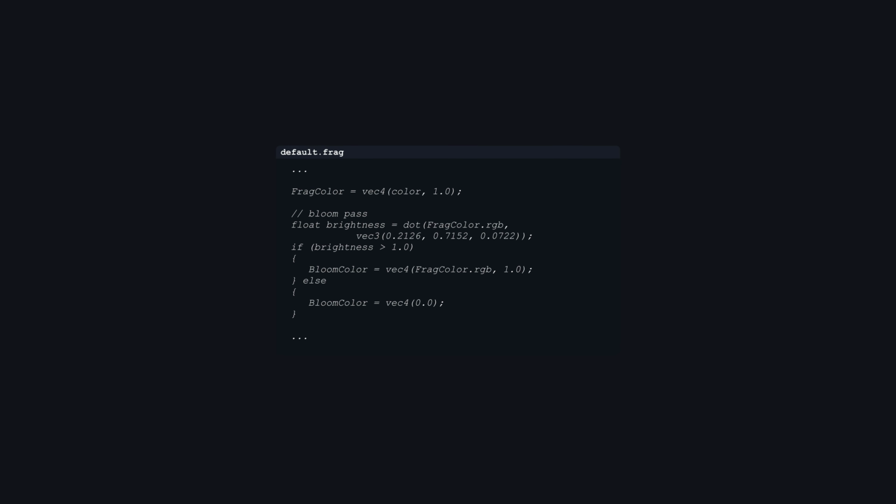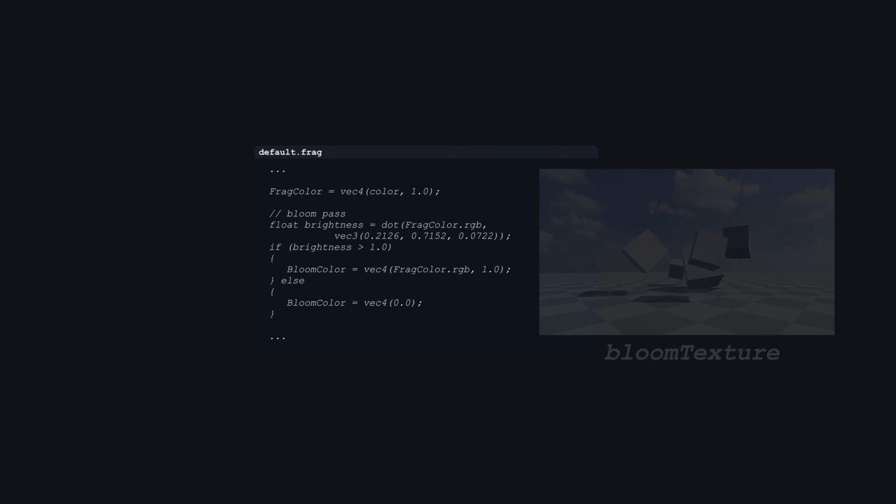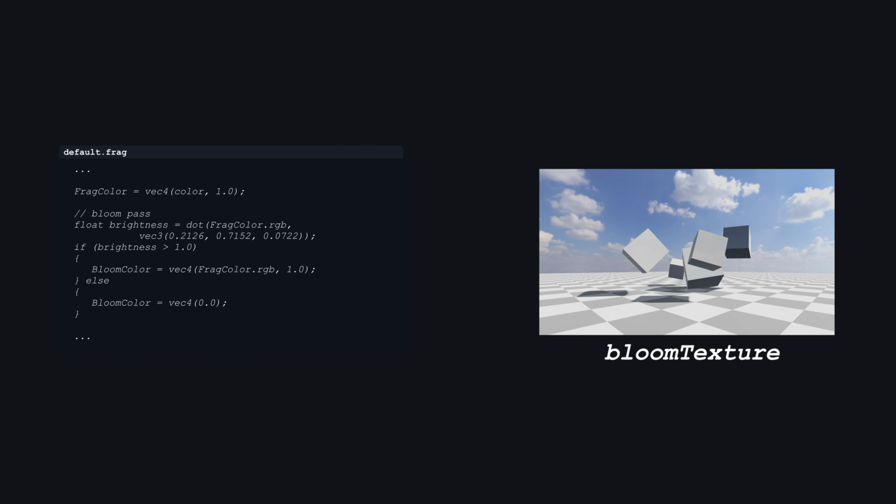When setting the value of frag color, we can then take that final color and run a quick check to see if it's beyond a certain threshold. If so, we output that value to the new out bloom variable. If we check our bloom texture, we should see these values appear.